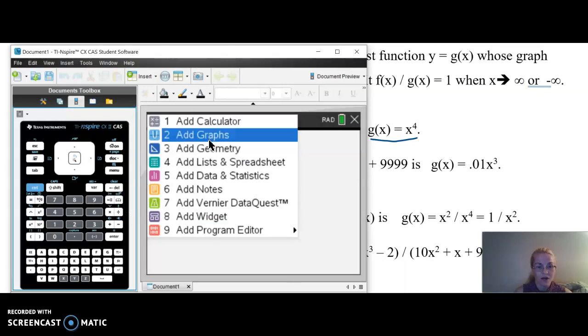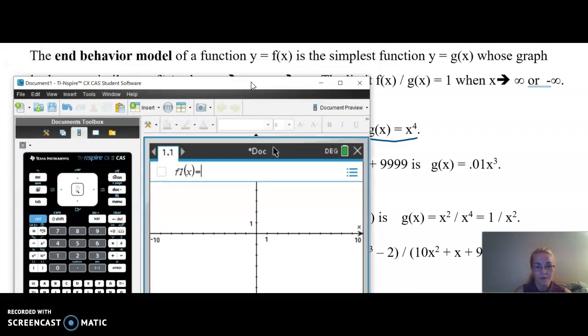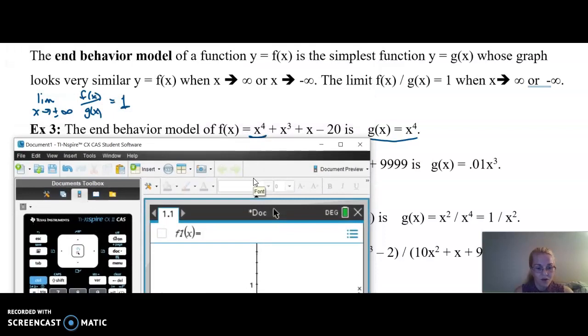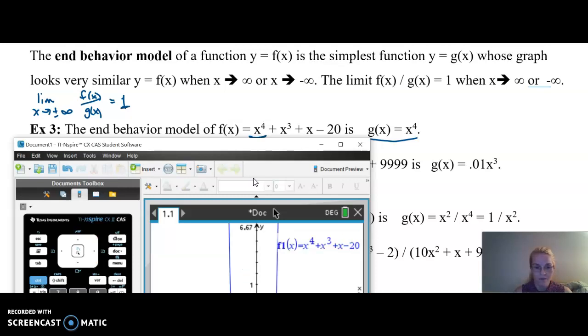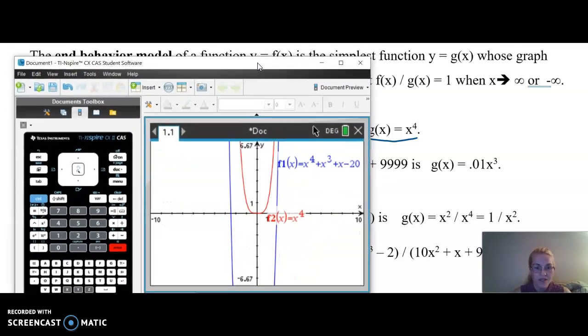So let's add a graph. We'll let f1 be x to the fourth plus x to the third plus x minus 20. There we go. And then let's also on the same grid graph our second one, just x to the fourth. And so that one's in red. So let me pull this up and let's see what we can see.